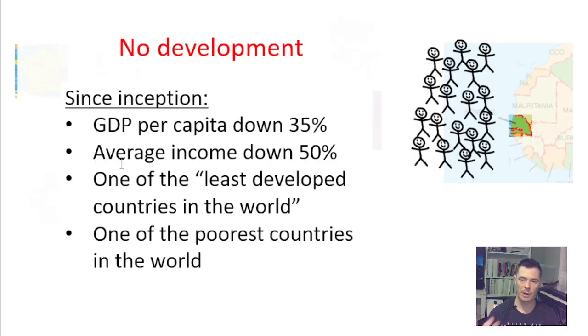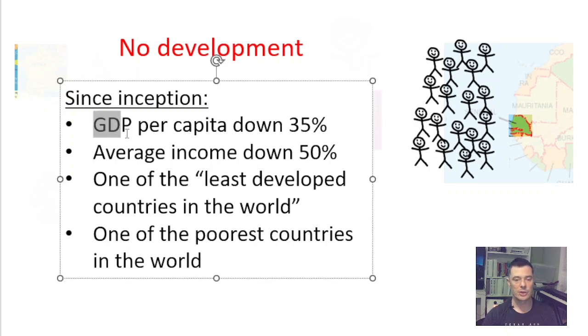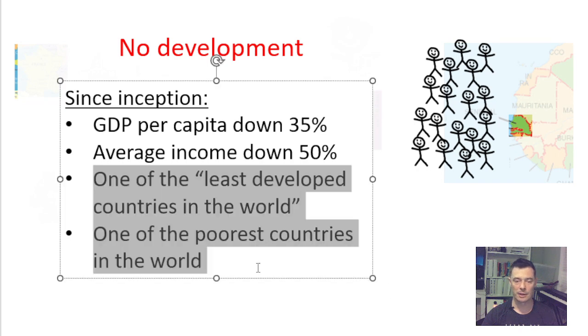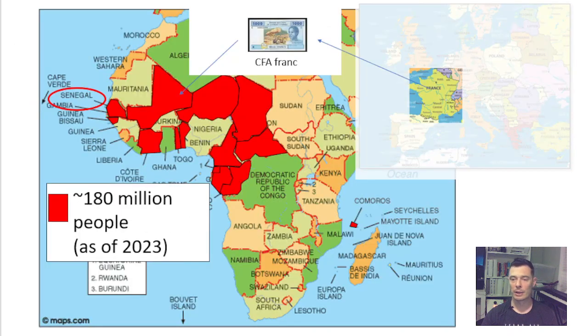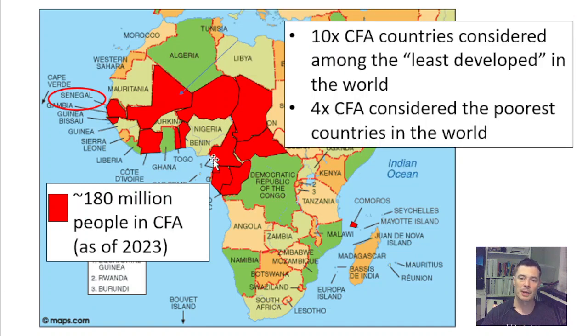And there's the raw numbers behind it. The negative impacts. The GDP, which is the rate of production, is actually going down 35%, even though the inflation rate's going up. The average income's going down, and these are not good things to be known for. And if you look at everywhere where the CFA franc is used, about 180 million people, all the individuals in this country have really no choice but to accept this deal. And most of these countries are considered the least developed or the absolute poorest in the world.